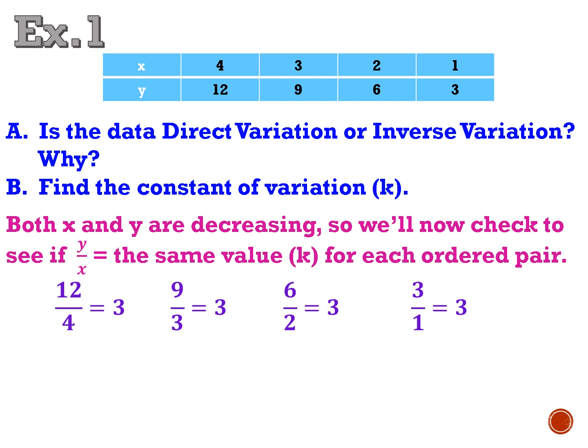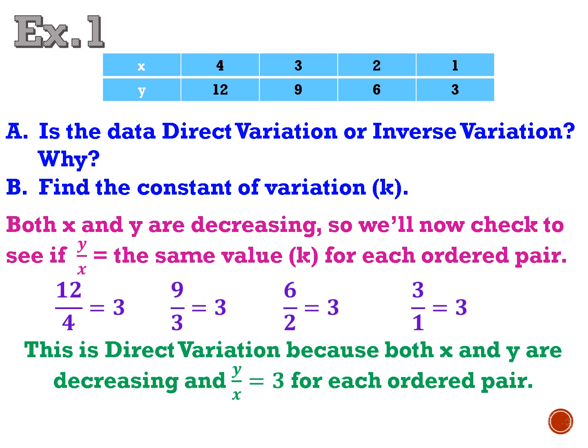They're both decreasing. And when I do y over x, because I'm feeling like it might be direct variation, since the y over x is the same, then we can say it is direct variation. So this is direct variation because x and y are decreasing, and the y over x produces the same value of 3 for each ordered pair. So direct variation. And then of course, part B said, what is that constant of variation? That constant of variation is the same simplified value that each y over x produced.